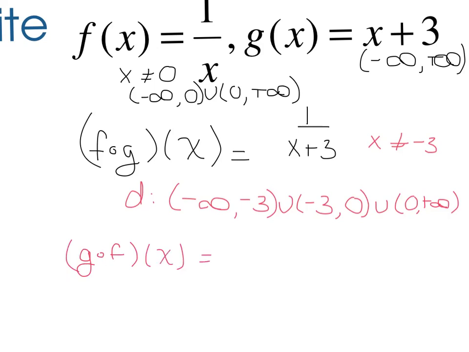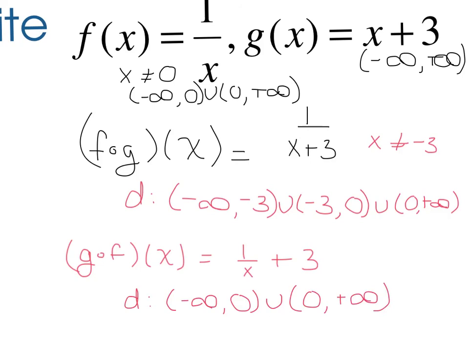Now we're going to substitute 1 over x, and we get 1 over x plus 3. So I substitute this into where x is, so that's substituting here, 1 over x, and then plus 3. Your only restriction is x cannot equal 0 here, so it's just like f of x for the domain. Your domain for this one is from -infinity to 0, union 0 to positive infinity.